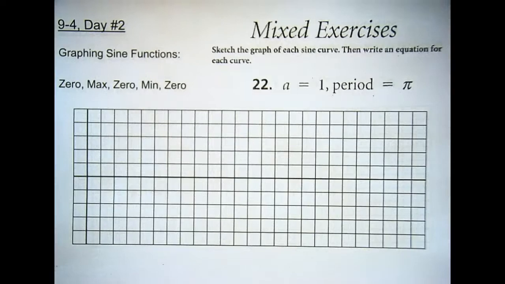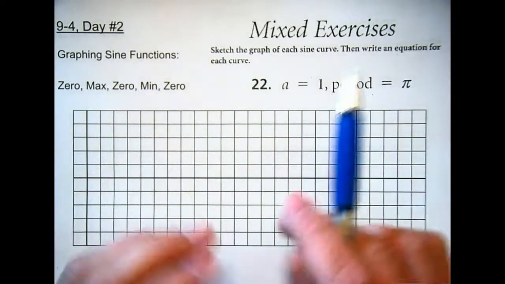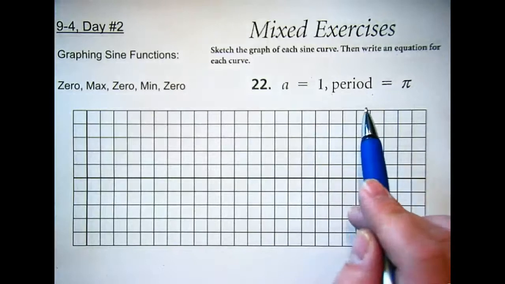I want you guys to graph that. Give it a go. Okay, guys, this one's a bit different, right? They give us the period. The period is the length of a cycle. They haven't told you how many cycles. You have to calculate that.